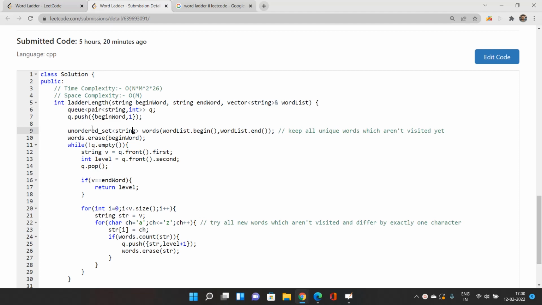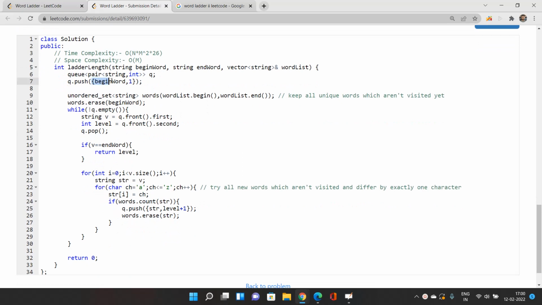But here you can see my words, this is actually words, will always maintain the set of words from our word list which are still not yet visited, and when we visit that string, we will try to eliminate that string from the words. So our words, which is nothing but an unordered set of strings, will always contain those strings which are still not yet visited. Okay, so keep all unique words which aren't visited yet. And yes, you are going to push into the queue, so you will erase the entry of the begin word if it exists.